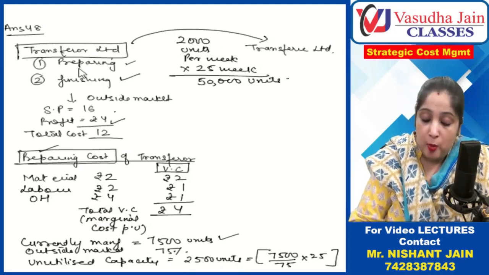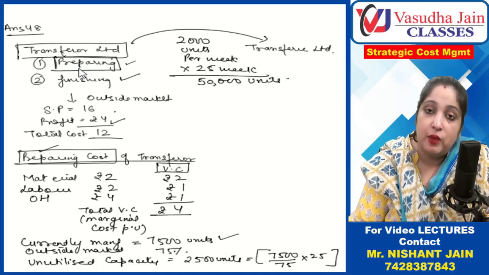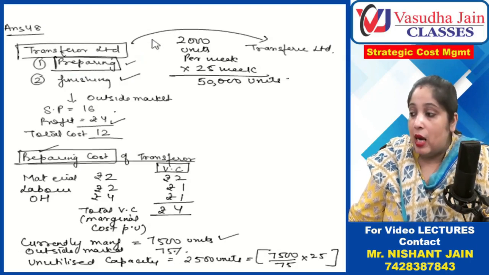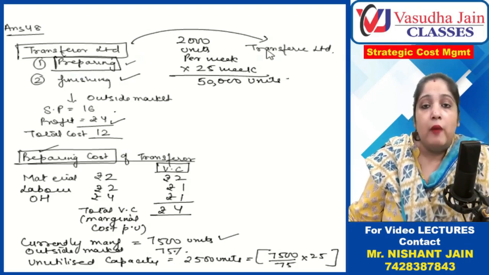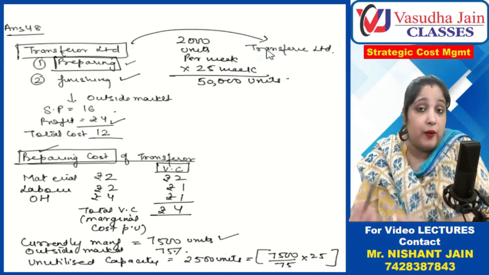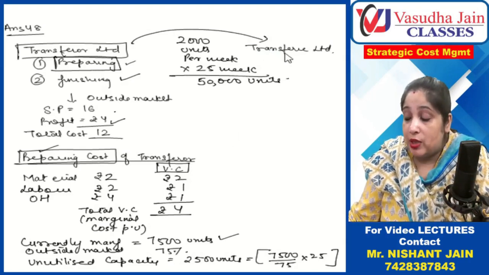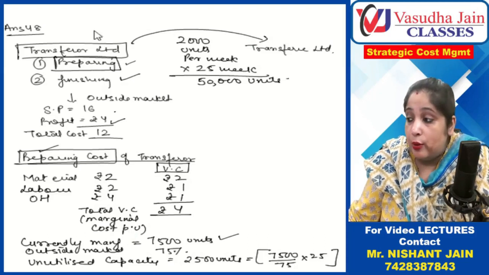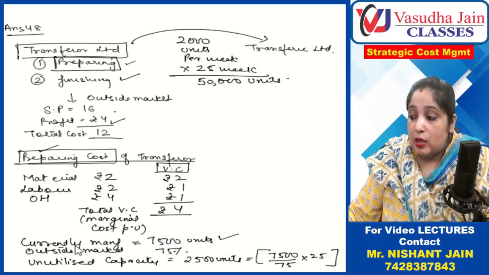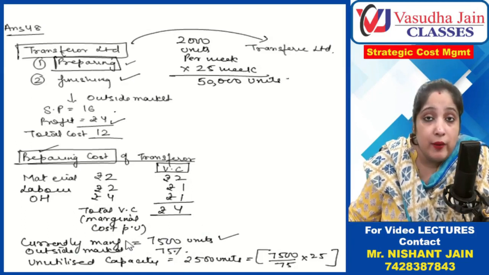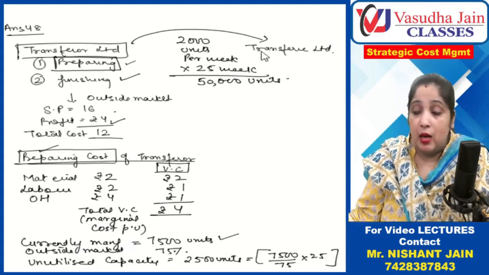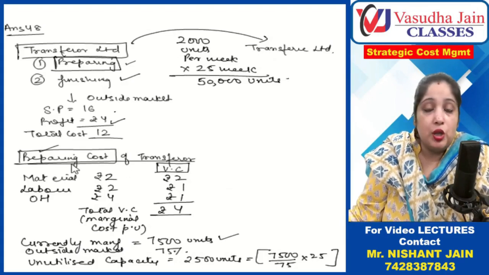Transferee wants us to perform only the preparing work, not the finishing work. Finishing work they will do themselves. So they just want that we should perform the preparing work and transfer 2000 units to transferee company. We can do it. We have nothing to lose. We are not going to lose any revenue. If we did not have spare capacity, we would have to stop the outside sale, so we might lose some revenue. That would be our opportunity cost, and we would have to charge that opportunity cost from the transferee. But in this current basic example, there is no such issue.